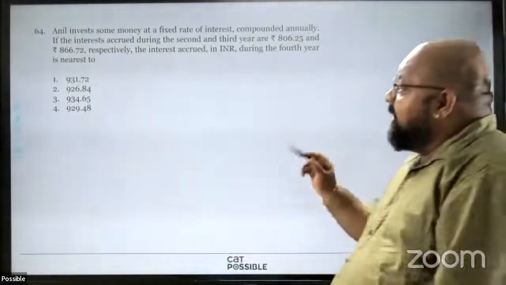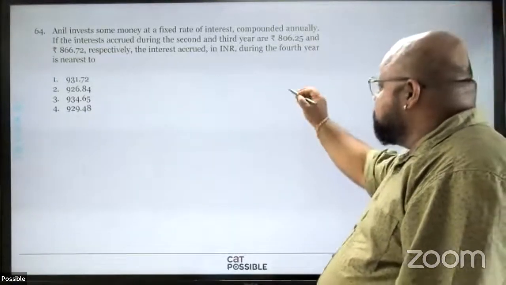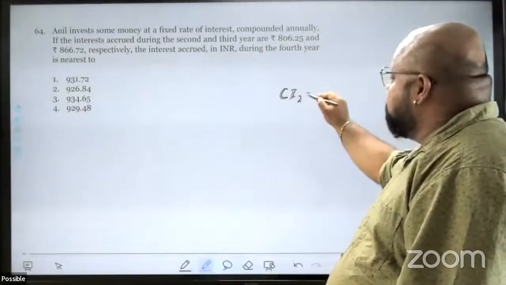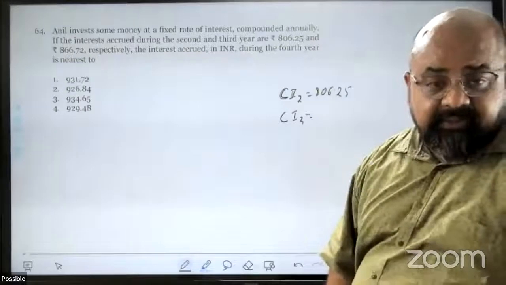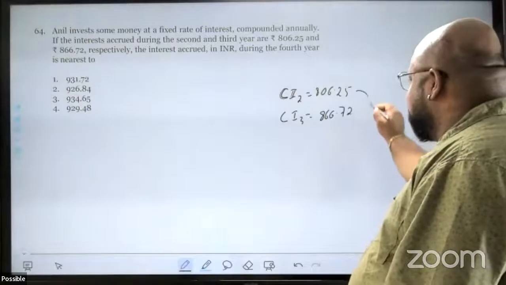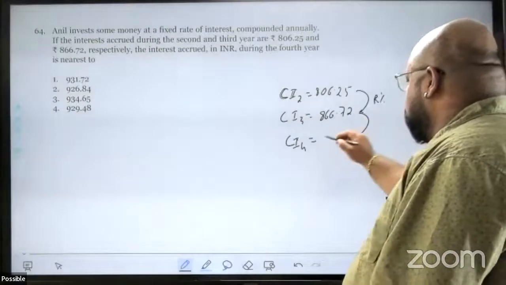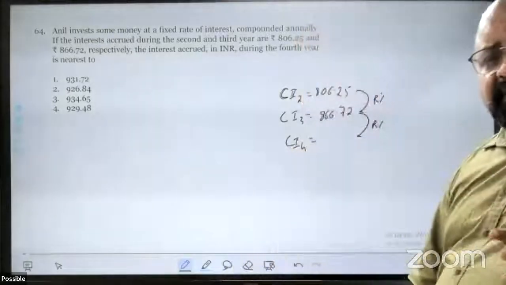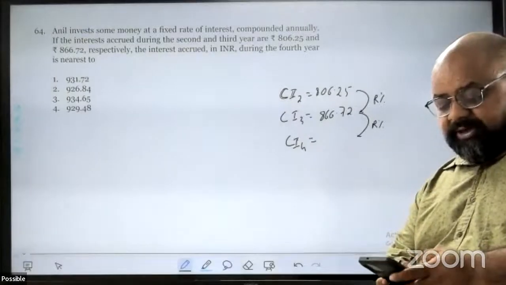So what I'm saying is, if the compound interest accrued during the second year, not for 2 years, is 806.25 and that for the third year is 866.72, I find the increase from here to here and then apply the same increase for the fourth year compound interest. Very distinctly remember. Here I had used the calculator, so I'm doing the same. No point calculating this much.